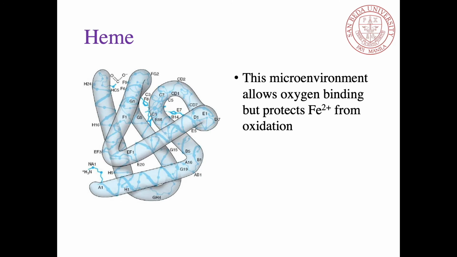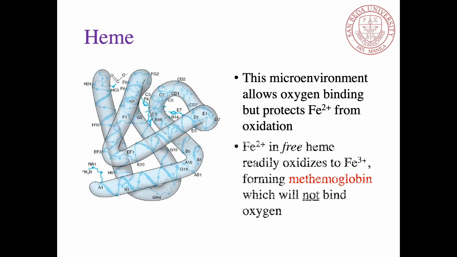Now, this microenvironment, while allowing reversible oxygen binding to heme, also protects the ferrous iron from getting oxidized to ferric iron, thus preventing the formation of methemoglobin. Now, this is particularly important because the ferric form of iron in methemoglobin is unable to bind oxygen.